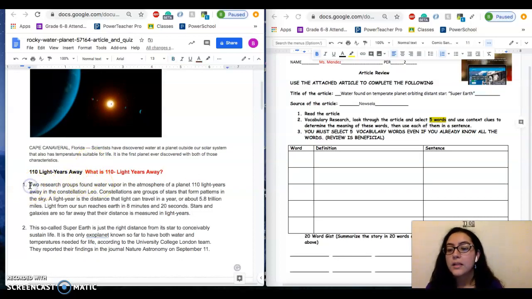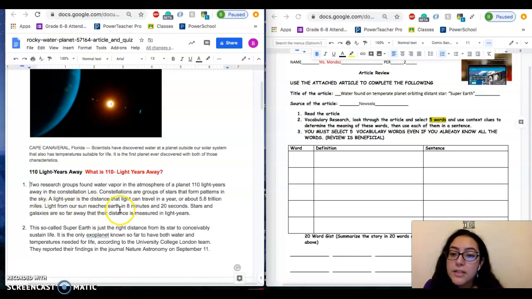Okay. So paragraph 1. So 2 research groups found water vapor in the atmosphere of a planet 110 light years away in the constellation Leo. Constellations are a group of stars that form patterns in the sky. A light year is the distance that light can travel in a year, or about 5.8 trillion miles. Wow.